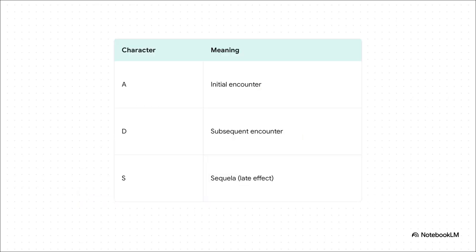So what exactly are those 7th character extensions? Well, here are the most common ones you're going to see on the exam. A is for initial encounter, which basically means active treatment. D is for subsequent encounter, so that's your routine healing and follow-up phase. And S is for sequela, or a late effect. The classic exam trap here is confusing initial active care with routine healing. You definitely want to lock this table into your memory.